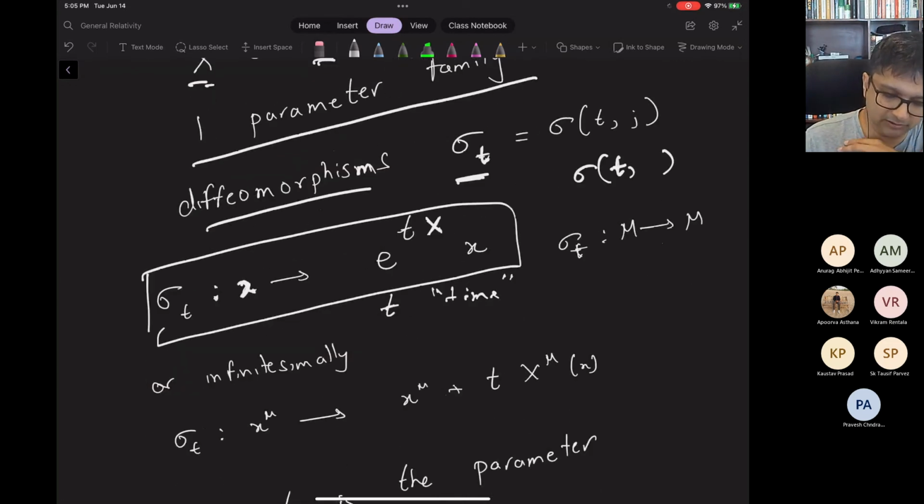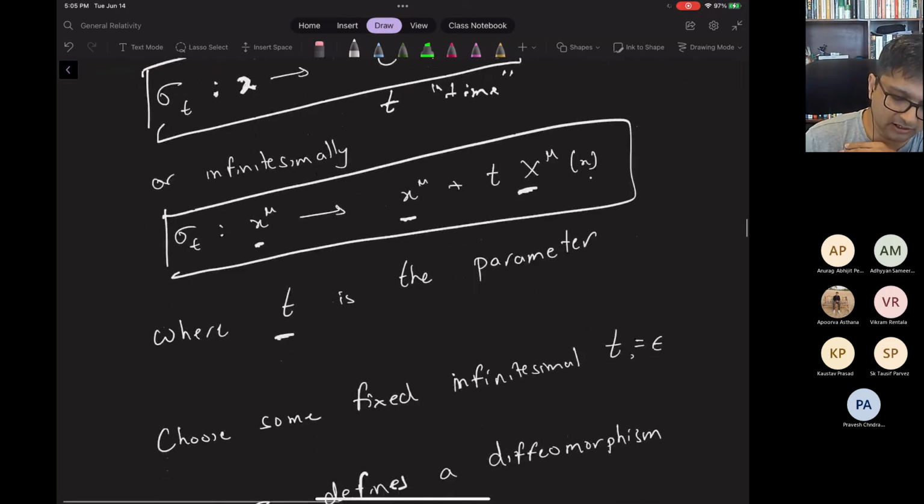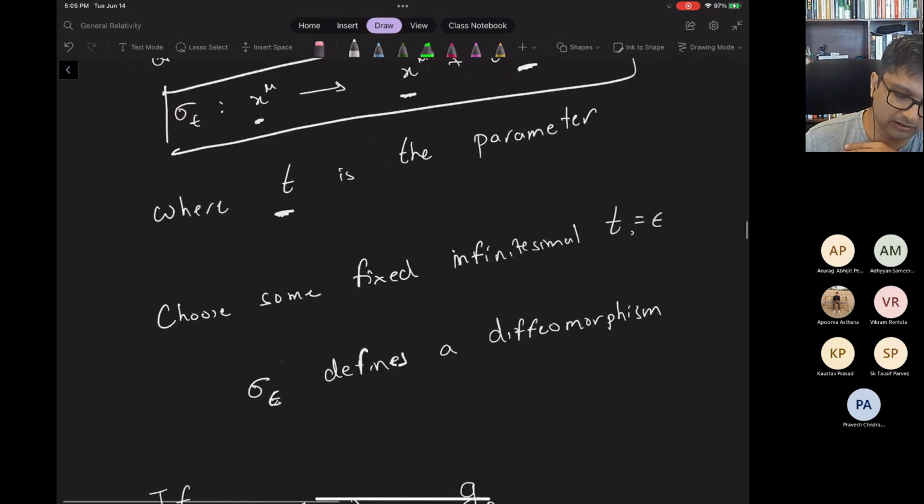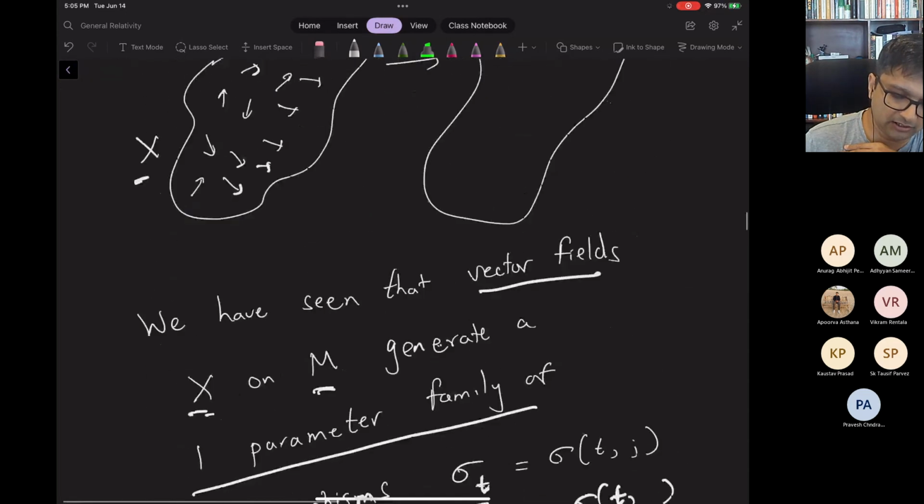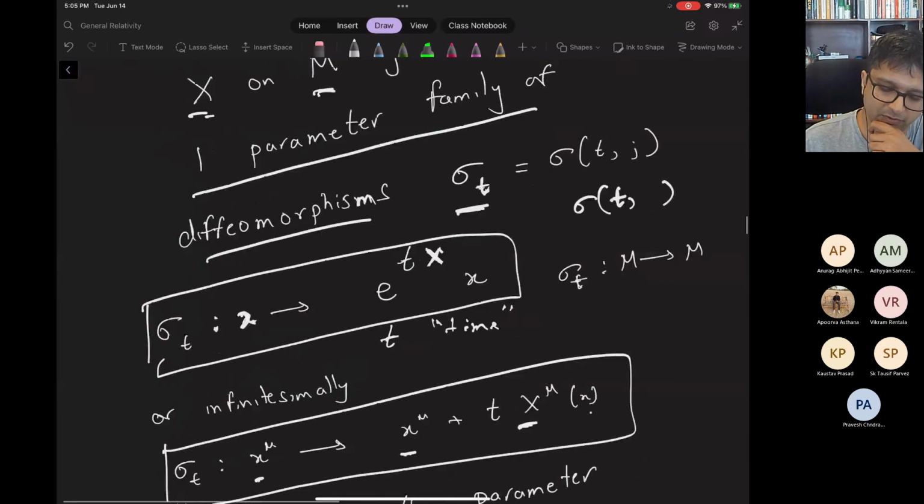And infinitesimally, we've seen that this flow is x. The coordinates x^μ go to x^μ plus t times capital X^μ, where X^μ are the components of this vector field, evaluated at x. So we've seen that if you have a vector field, it generates a flow, and this generates a one-parameter family of diffeomorphisms.